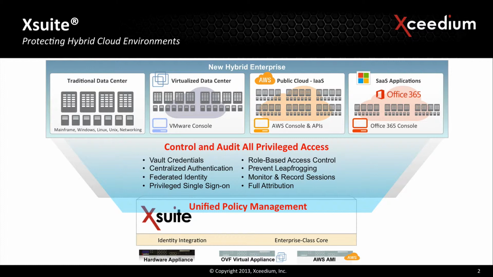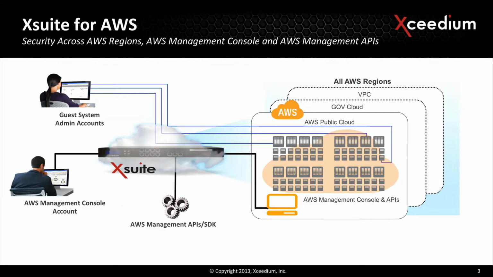Xsuite lets you control, monitor, and audit privileged users, enabling least privileged access to resources and maintaining separation of duties. On the AWS platform, Xsuite serves as a bridge between Active Directory and AWS's Identity and Access Management subsystem. It also extends privileged user controls to the Management Console APIs used to automate cloud-based operations.